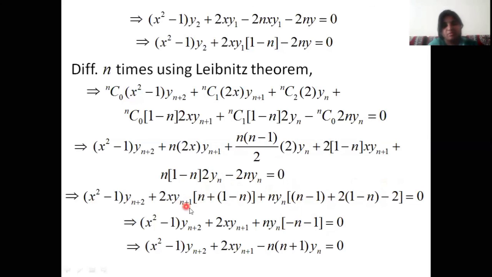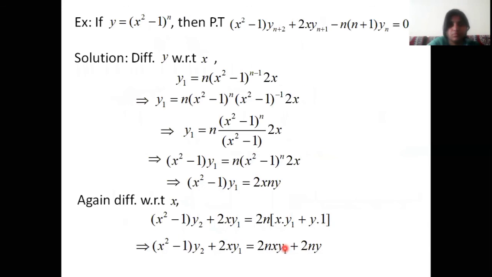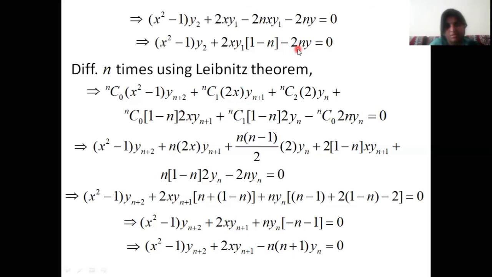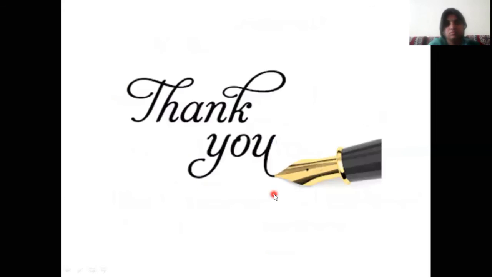1 into 2x yn plus 1 is 2x yn plus 1, plus n yn into minus n minus 1, equal to 0. If you take this minus outside, in both the terms you have minus. If you take the minus outside, you'll be left with n into n plus 1 into 1. So this is what we need to prove here. So this result we have proved using Leibniz theorem. Okay. Thank you.